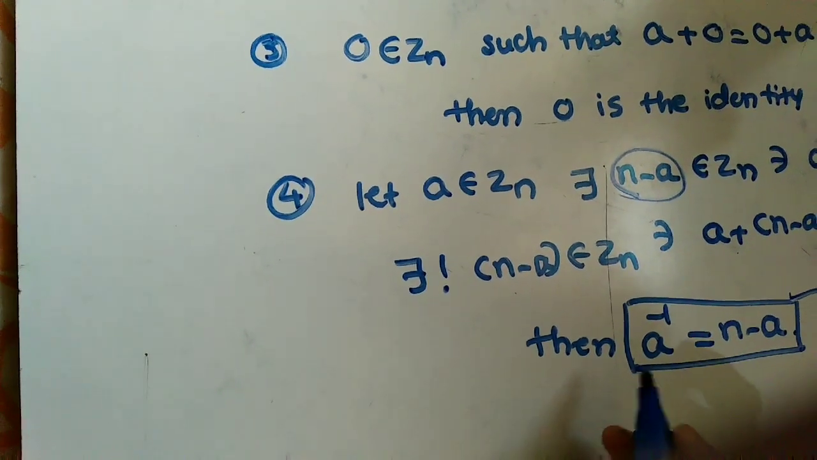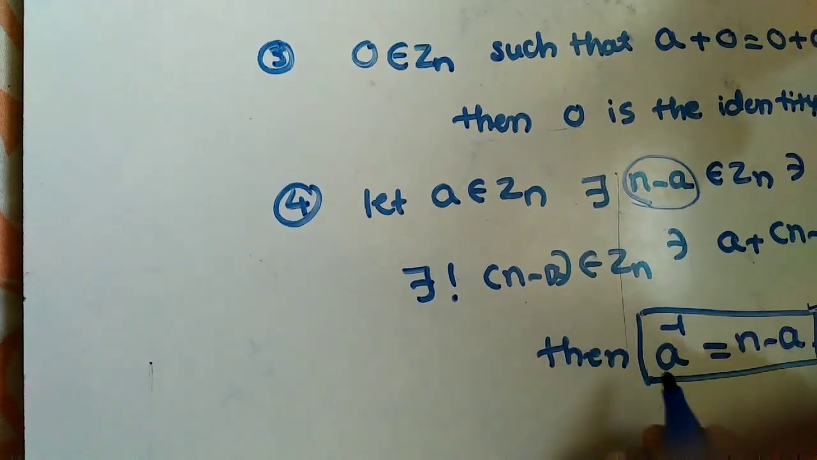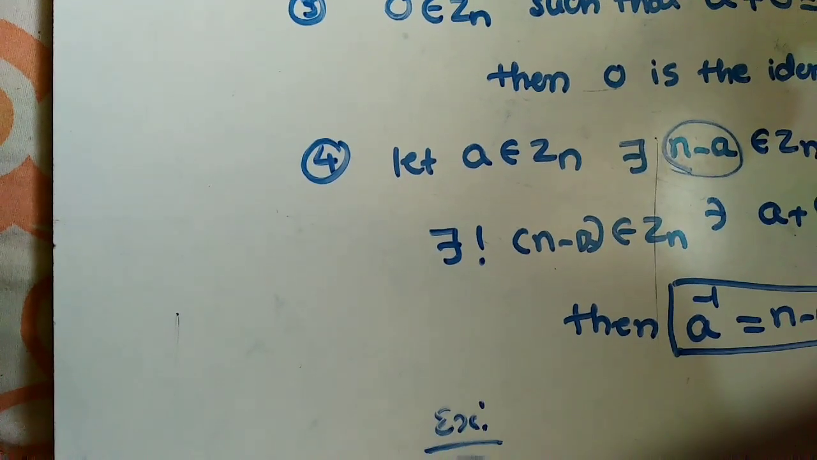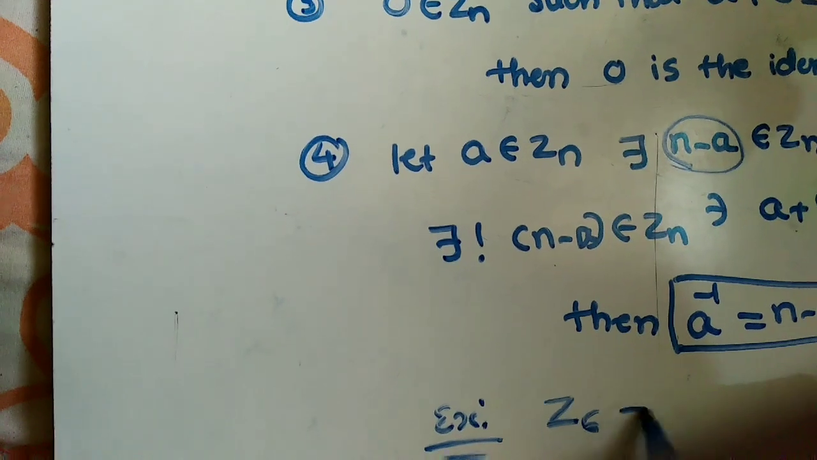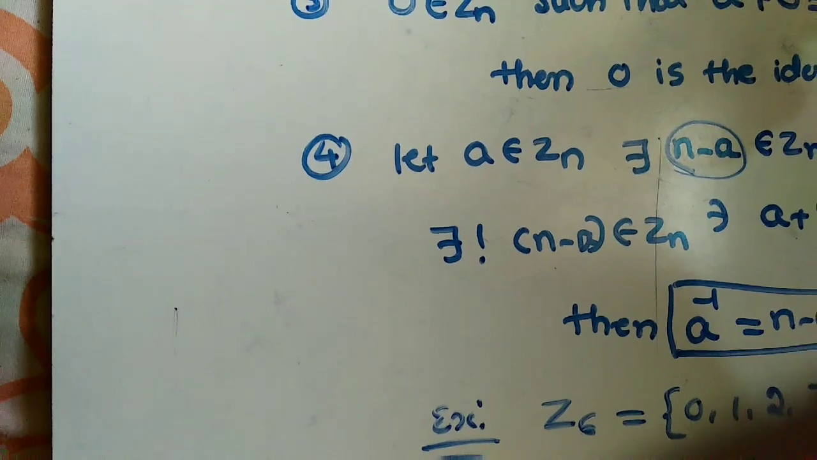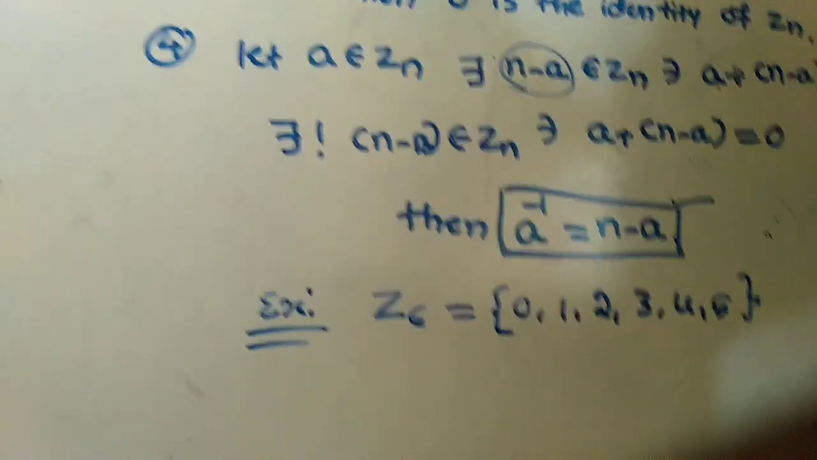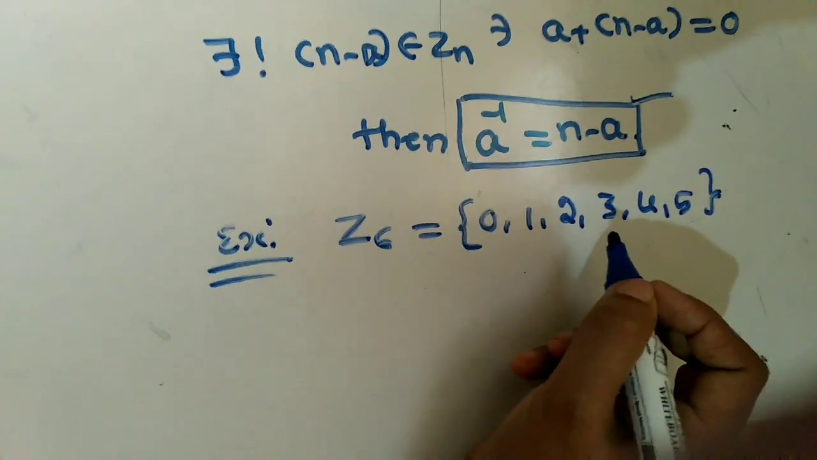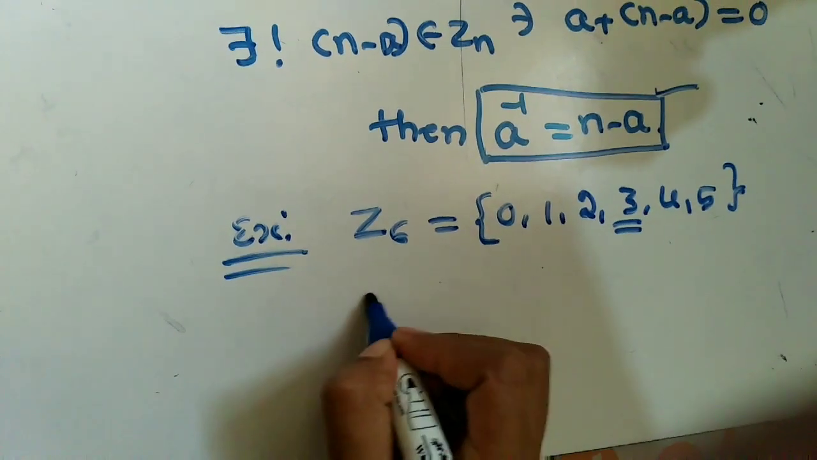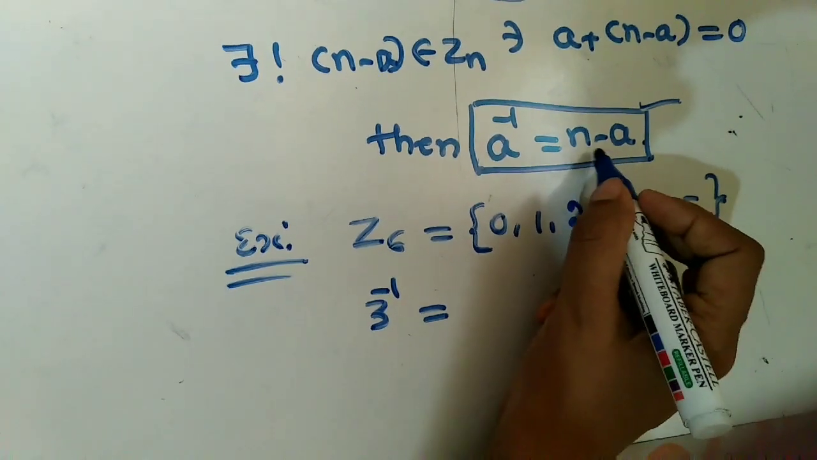Okay, in the question if they ask directly for finding the inverse of any number, then I am going to give you an example here. If they give you Z6, and Z6 contains 0, 1, 2, 3, 4 and 5 here. Okay, is this visible? Yeah, of course. So if they ask you to find the inverse of 3, then directly you can put it in this formula.